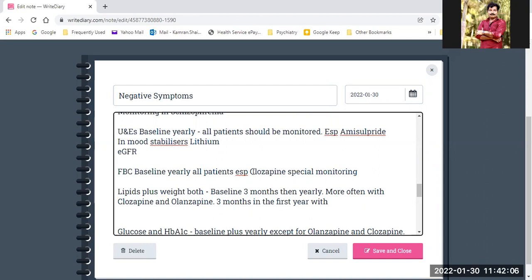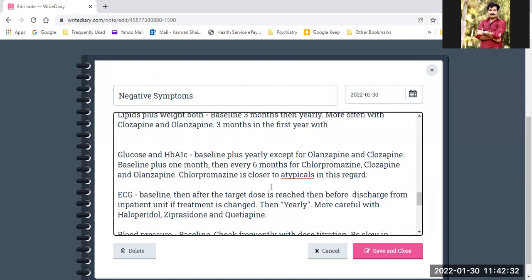Then the lipids and weight: check at baseline, then 3 months, and then yearly. But if the patient is on clozapine or olanzapine, check it 6 monthly, so 3 months in the first year, and then every 6 months after that. For glucose and HbA1c, the rule of thumb is baseline, then 1 month, then every 6 months, otherwise yearly. But in the case of clozapine, chlorpromazine, and olanzapine, check every 6 months, more often than others. For all other antipsychotics it is yearly.